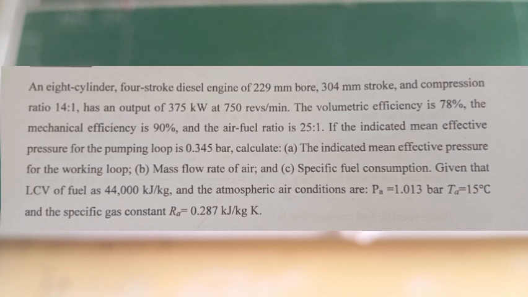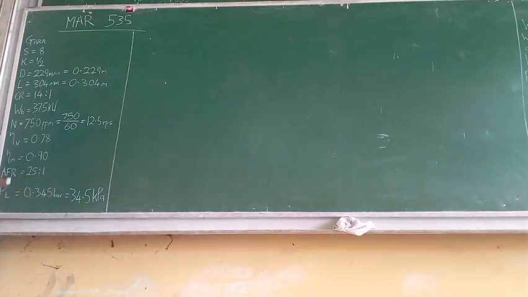The pressure of air is 1.03 bar, the temperature of air is 15 degrees Celsius, and the specific gas constant R is equal to 0.287. In the question, we've also given that our volumetric efficiency is 78%, divided by 100, you have 0.78. Your mechanical efficiency is 90%, divided by 100, you have 0.90. Air fuel ratio is equal to 25:1. And now, they said the indicated mean effective pressure for the pumping loop is 0.345 bar.